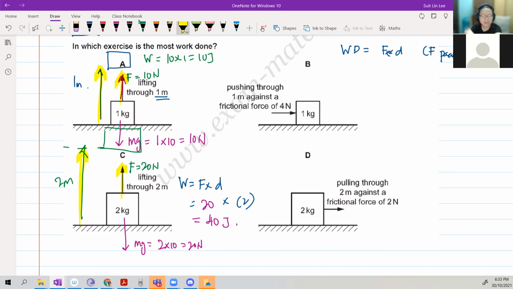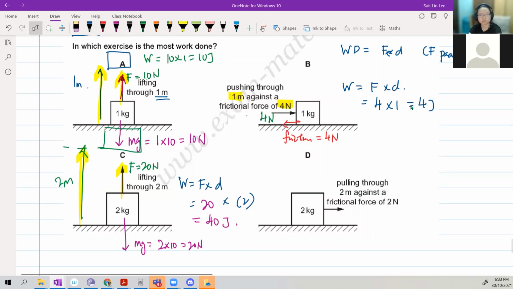Okay, let's look at B and D. B, I push 1 meter against 4 Newton of friction, which means my force is 4 Newton. My external force, all external force, I put in green color. So I push 4 Newton so that I can overcome the friction of 4 Newton. You see, for all of this it is the same case: the 2 forces' directions must be the same so that it will move at the same speed. Work done is force times distance again, but currently your force is 4 and your distance is 1. So this is 4 joule.